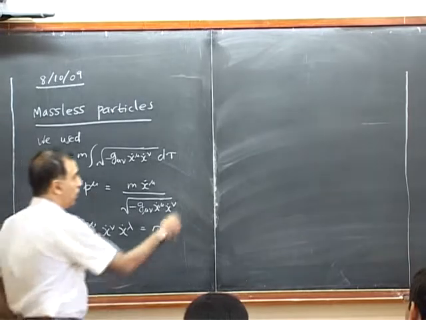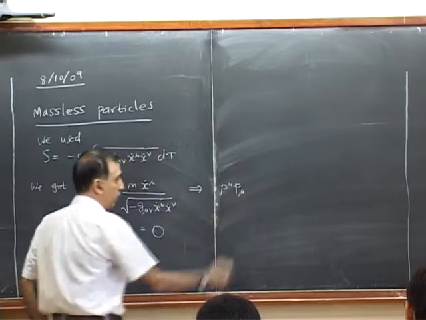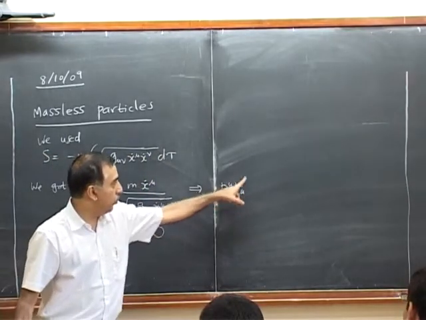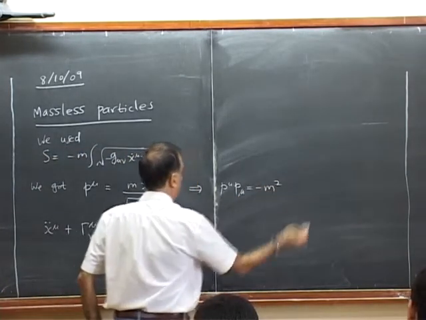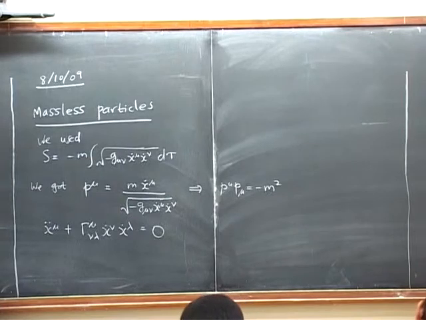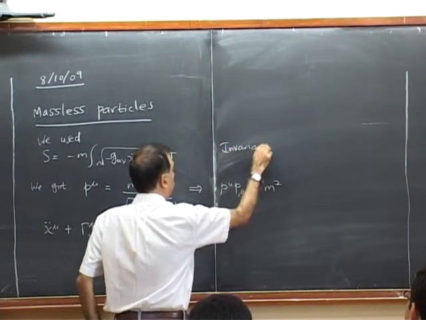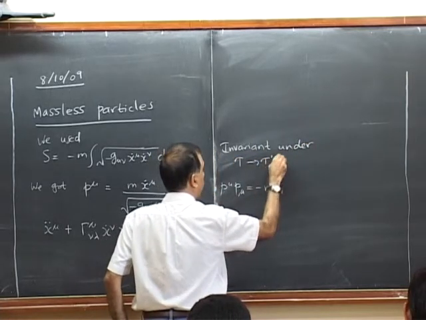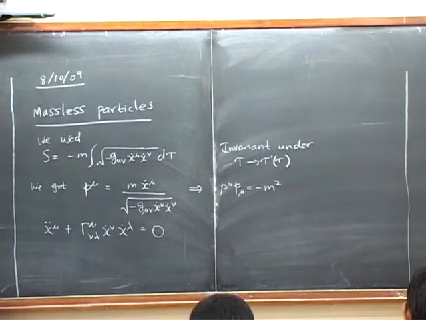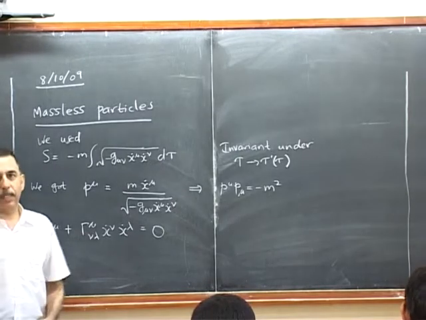This equation implies the constraint that p^μ p_μ, where this contraction of course always means p^μ p^ν g_{μν}, is equal to minus m squared. Now this was true in general, and this action is invariant under arbitrary reparameterizations, tau goes to some function of tau. So this is completely general, and there is nothing more you can say of interest in complete generality.